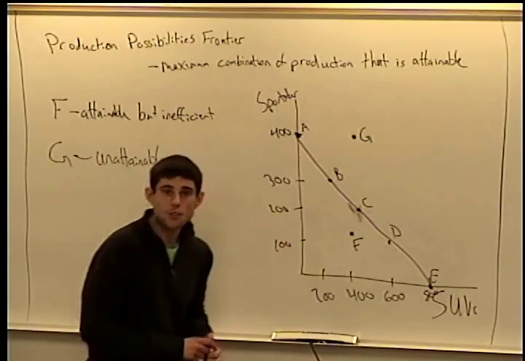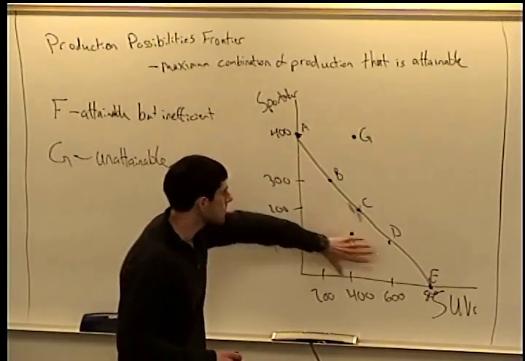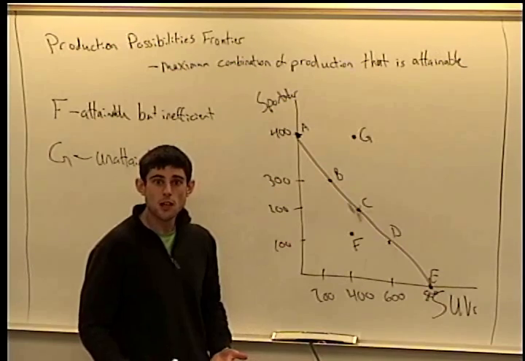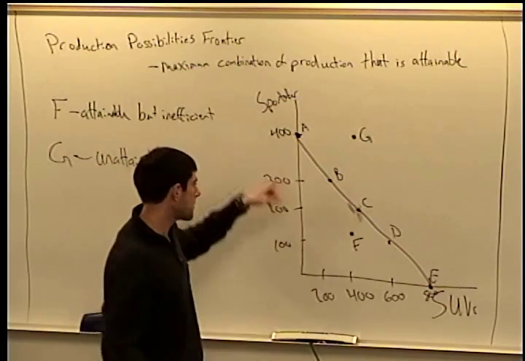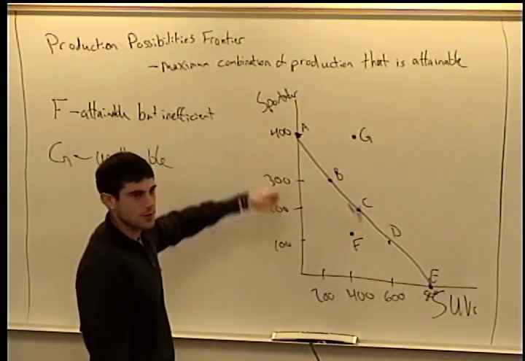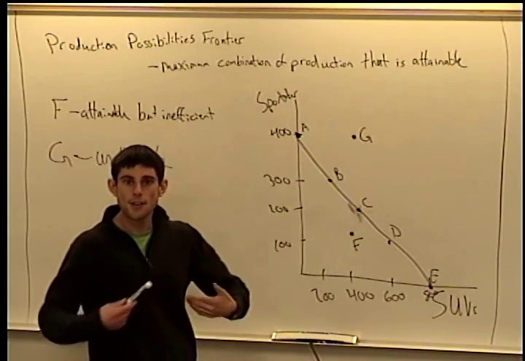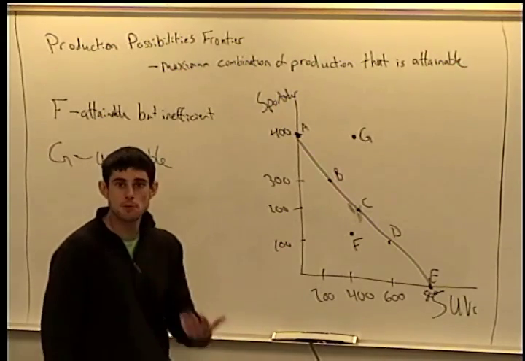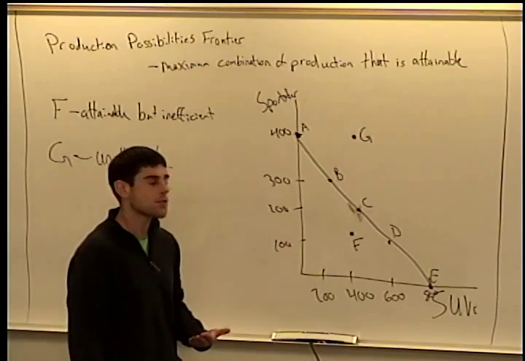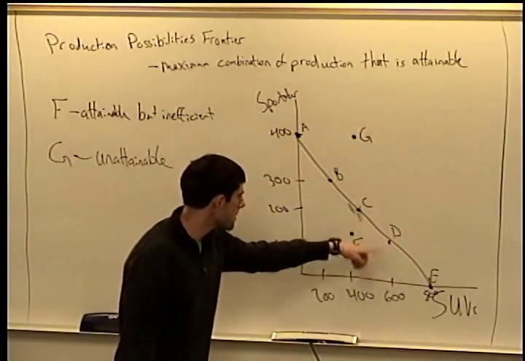So first of all, you're telling BMW that they can produce any of these combinations as a consultant, but you would be most efficient if you produced somewhere along this line. Okay, so as a consultant, you would want to maximize BMW's profits by making them the most efficient. So you would have them produce A, B, C, D, or E.